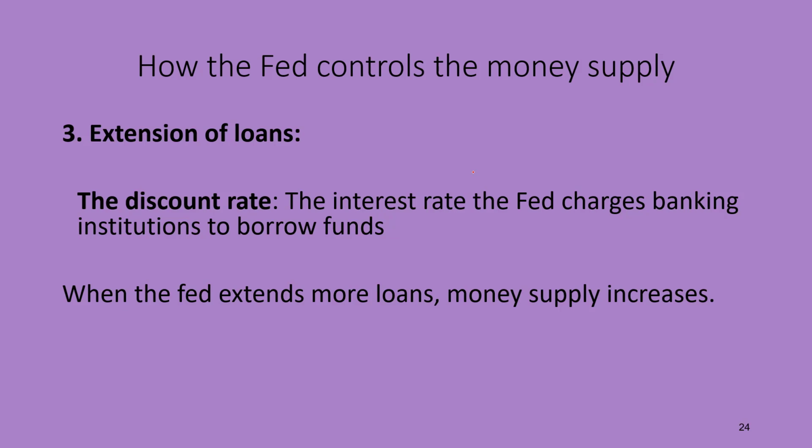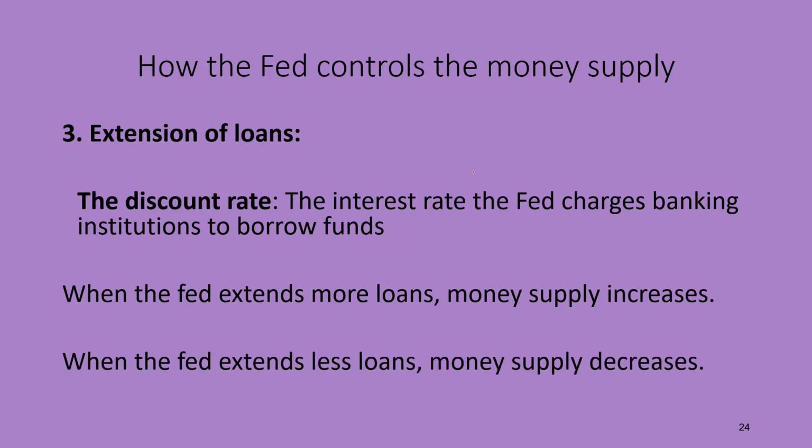Now, if the Fed is worried about inflation and wants to reduce the money supply or practice that restrictive monetary policy, then it will raise the discount rate, or increase the interest rate that it charges these commercial banks for borrowing money. And in that way, the Fed would extend fewer loans because these commercial banks are not eager to borrow money at that higher interest rate, and that will decrease the money supply. Right, so again, that's one way that the Fed controls the money supply.